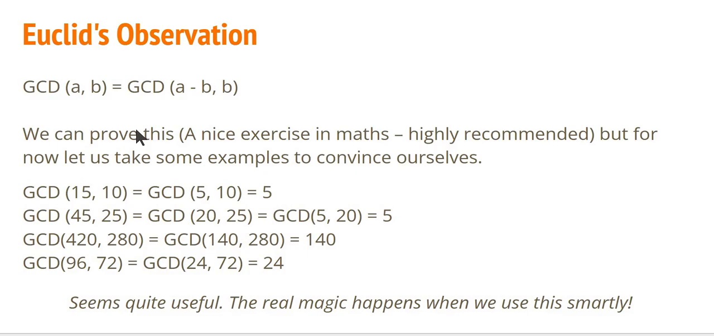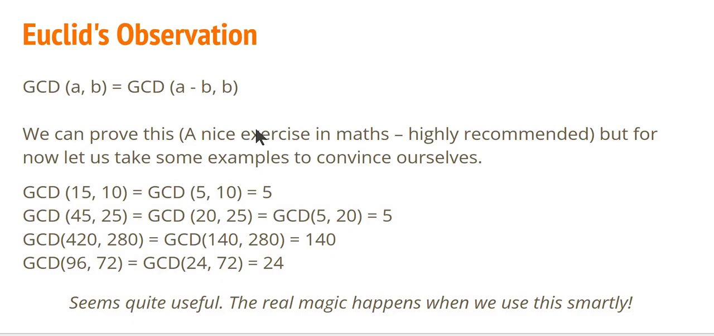This theorem we learn in school. You can try proving this, that Euclid observed that GCD of A and B is the same as GCD of A minus B and B. In fact, we can prove this by using mathematical formulas related to modulo, or you can also prove this graphically. Very interesting. GCD of A and B is GCD of A minus B and B. In fact, I highly recommend you to try this, and share your proof. This is a nice exercise in mathematics, right?